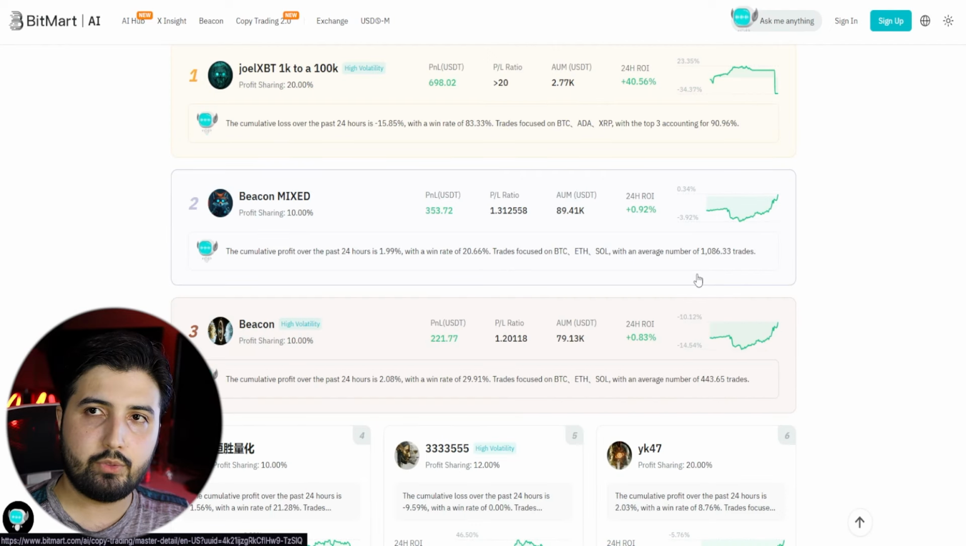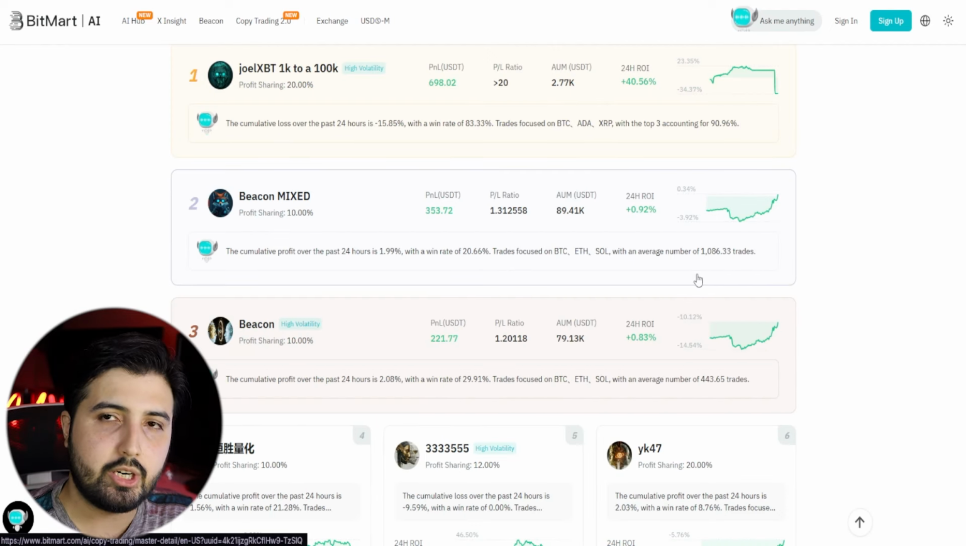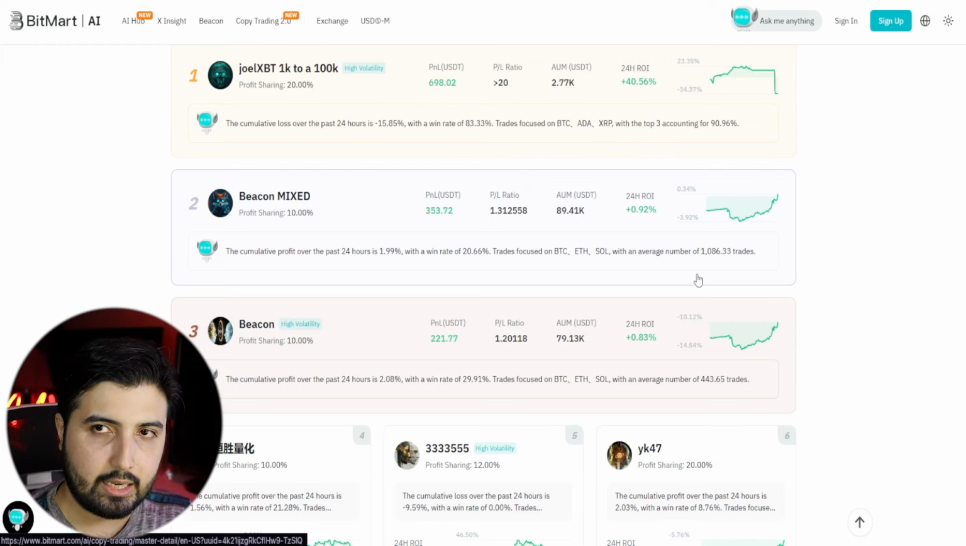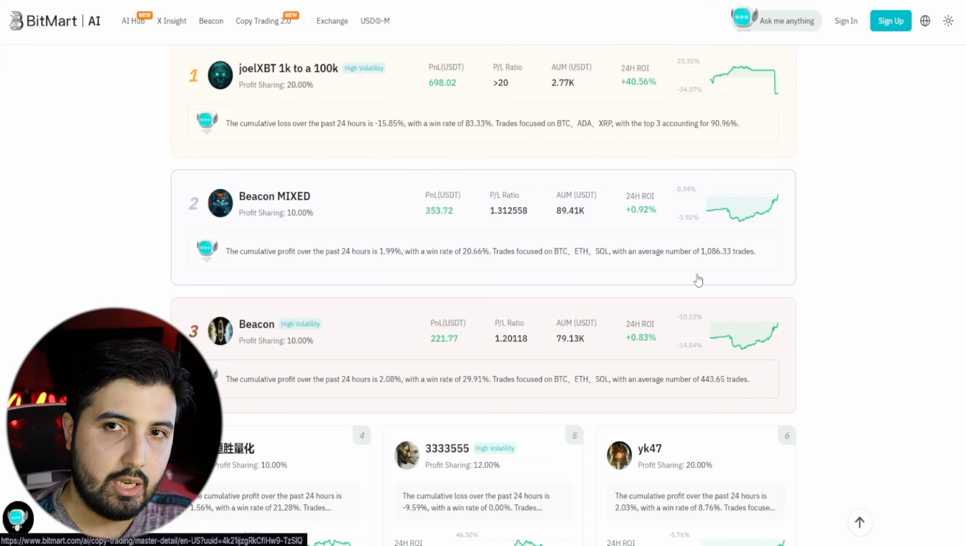I actually think this feature works for two very different types of people. First, we have those who are brand new to trading and who just want to get exposure without risking rookie mistakes. And second, we have experienced traders who are either too busy to actively trade or who want to diversify their own strategies by piggybacking on other successful traders.